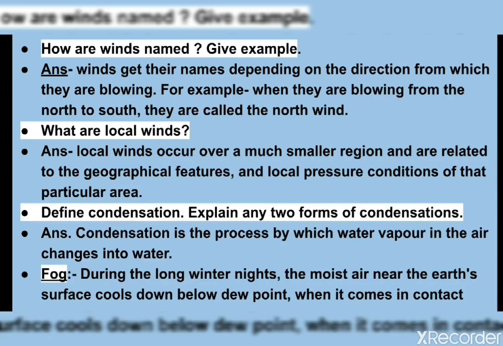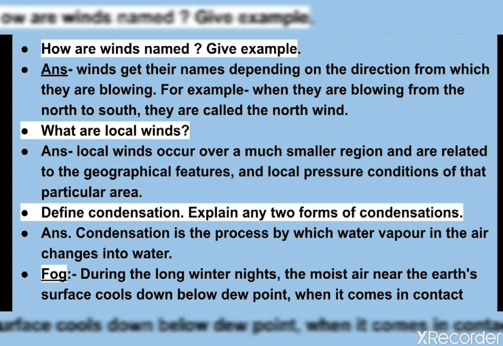Next, how are winds named? Give example. So winds get their names depending on the direction from which they are blowing. For example, when they are blowing from north to south, they are called the north wind. Next, what are local winds? Local winds occur over a much smaller region and are related to the geographical features and local pressure conditions of that particular area.